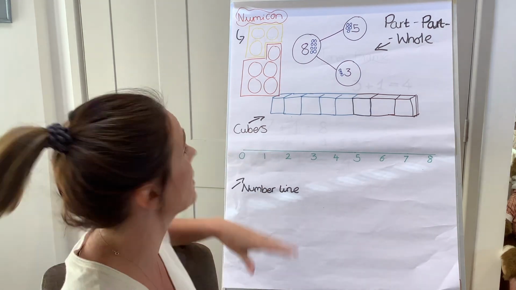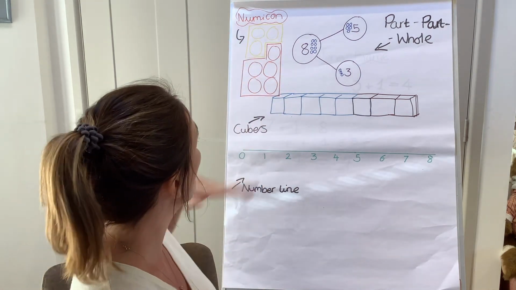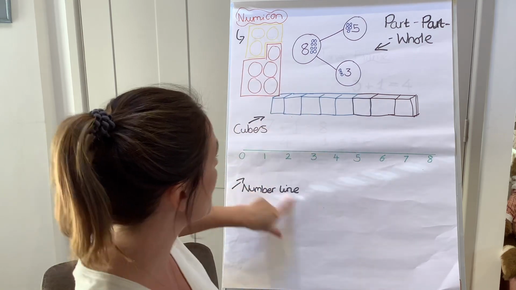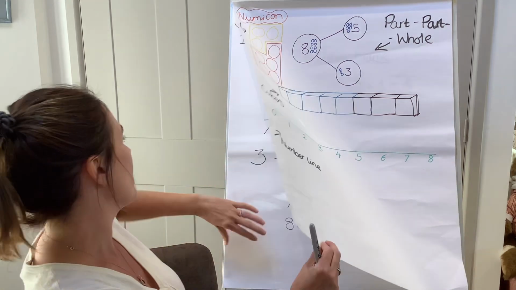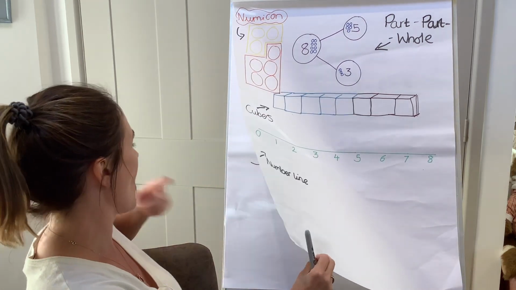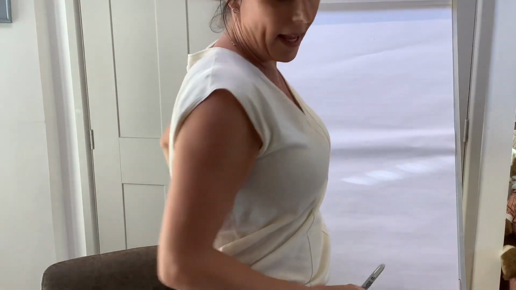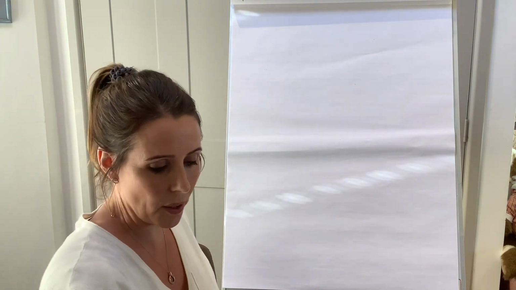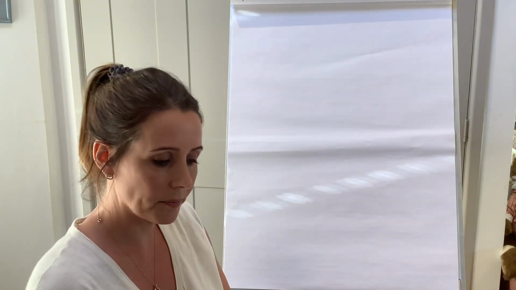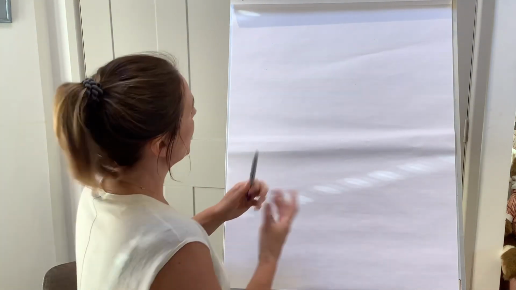In school we can show this in lots of different ways, or at home we can use Numicon, cubes and a number line. So we're going to have a look at creating a part-whole model to make 8. So what I'd like you to do is see if you can create a part-whole model to make 8. Have a go now.